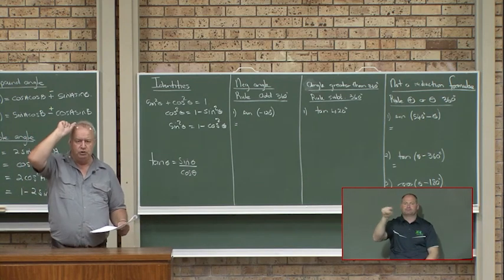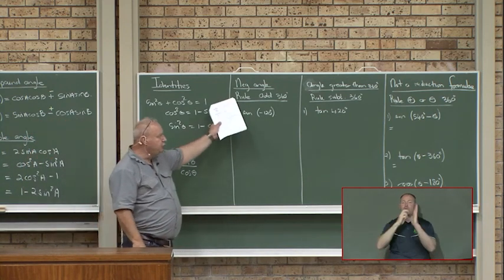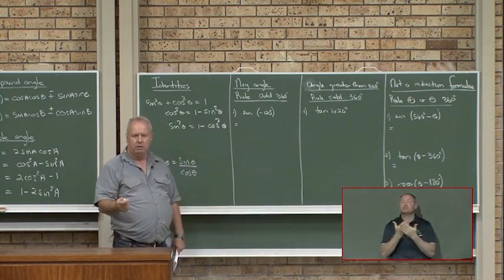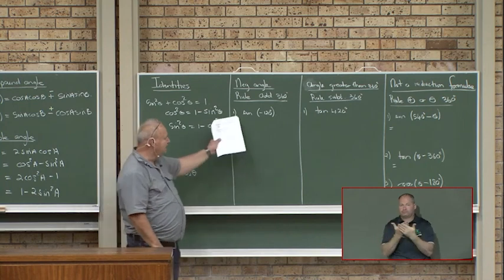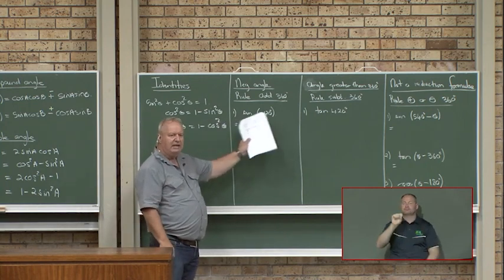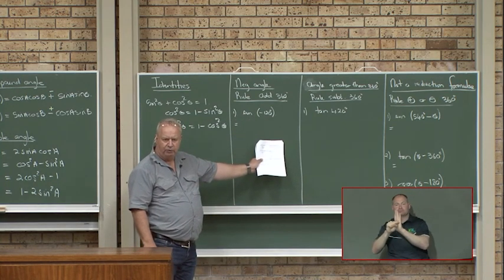Now, people, I'm going to show you quick rules that you can use to get to the correct answer. We know that the sine of negative an angle is negative the sine of the angle, correct?